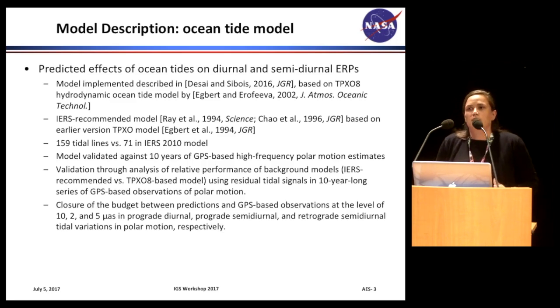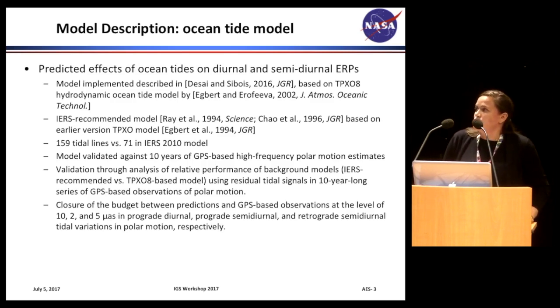So if we really look at the ocean tide frequencies, then we can say that those differences between the models are due to deficiencies in the model. So using that approach, we show that we have a closure of the budget between the predictions and the GPS-based observation at the level of 2 and 5 microseconds in prograde diurnal, prograde semi-diurnal, and retrograde semi-diurnal tidal variations in polar motion, respectively.